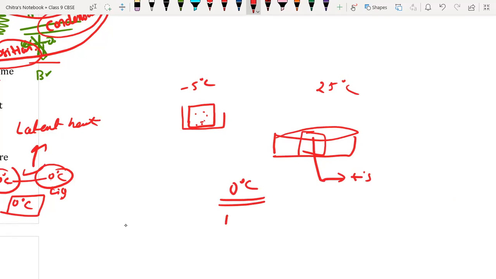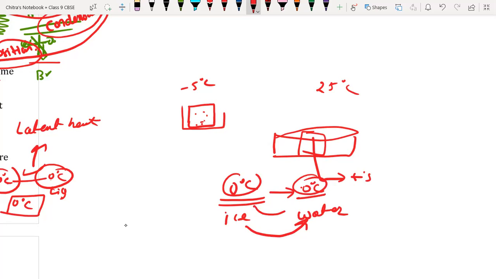So at 0 degrees Celsius, the ice will start melting and will form water. That time the temperature also remains the same, which is 0 degrees Celsius. During the conversion of ice into water, the temperature remains constant, but heat energy is being absorbed. That heat energy is not going to change the temperature, but it will change the state of matter. Water means liquid. So here ice converts from solid to liquid state at 0 degrees Celsius.